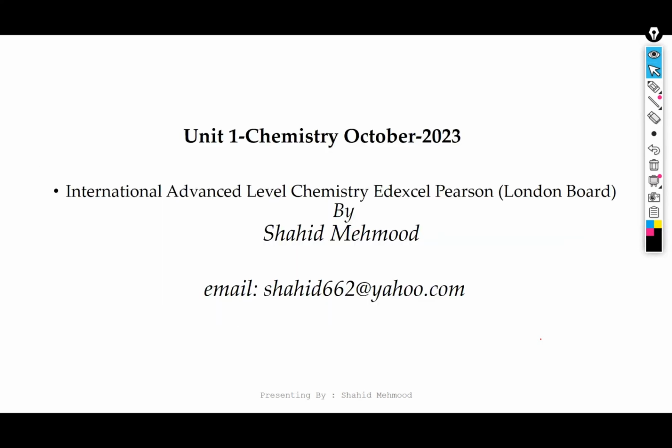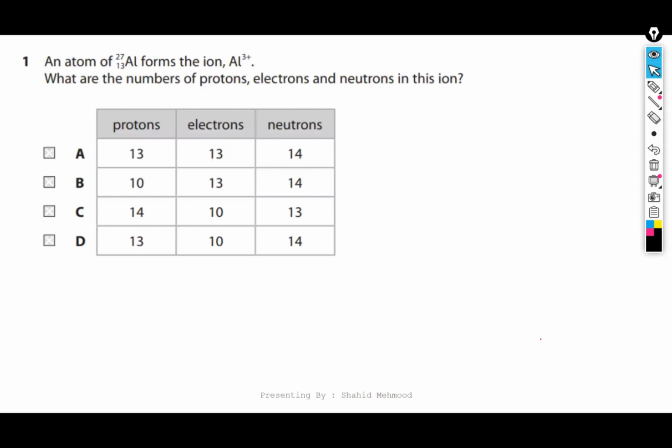Today we will explain the Unit 1 Chemistry AS Level October 2023 paper. Question 1A. An atom of aluminium, 27 is the mass number, 13 is the atomic number, forms the ion aluminium 3 plus. What are the numbers of protons, electrons, and neutrons in this ion?